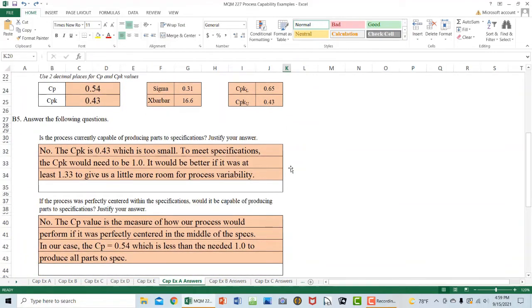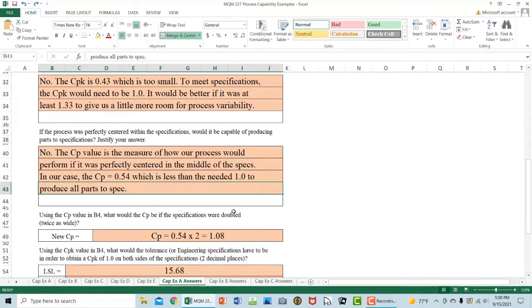The CP value is the measure of how our process would perform if it was perfectly centered in the middle of the specs, the engineering specs. You need to write that down on your exam. In our case, the CP was 0.54, which is less than the needed 1.0 to produce all parts to spec. So we need at least a 1.0 on that in order to make it work. And you could also have the verbiage about needing to be at least 1.33, so you're covering your tracks at least once in these two things.